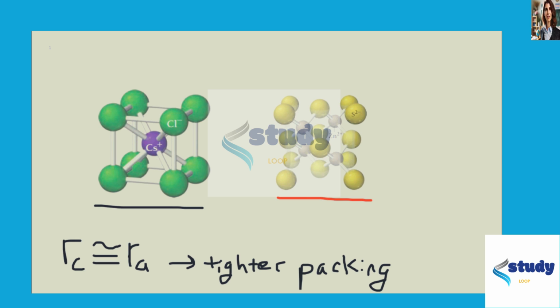Again, this is mainly because the size difference between the zinc and the sulfide ions prevents them from forming such a nicely packed structure. So to summarize, as long as the radius of each of the individual species held together in your ionic solid are about equal, you're going to be able to get tighter packing, which is going to increase the coordination number.